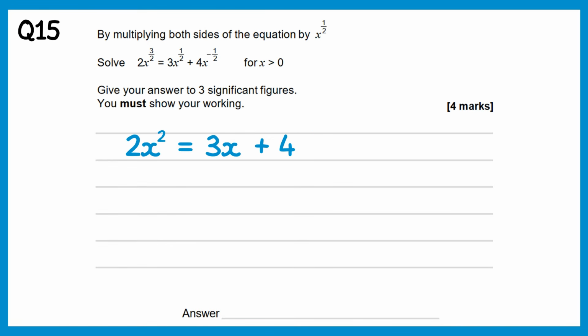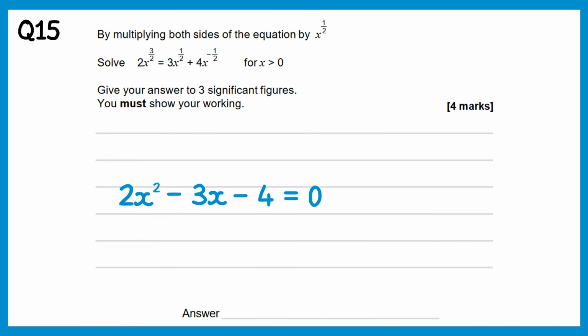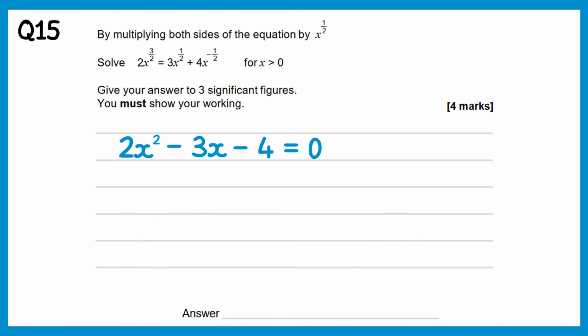Once again, this is a quadratic. Let's get all of the terms on the left-hand side. So we'll subtract 3x and 4 from both sides. This will give us 2x squared, take away 3x, take away 4, equals 0. Now this quadratic is a little bit more difficult to solve compared to the other ones. For this one, we'll need to use the quadratic formula.